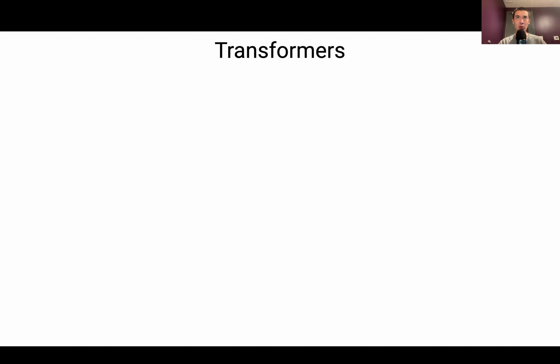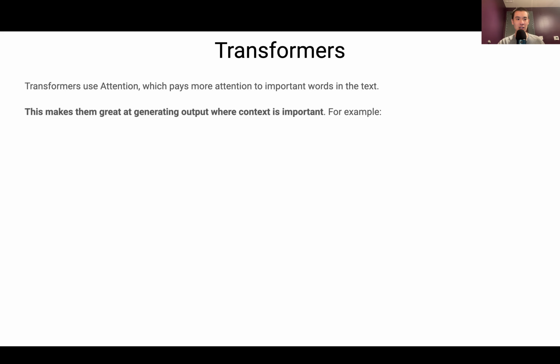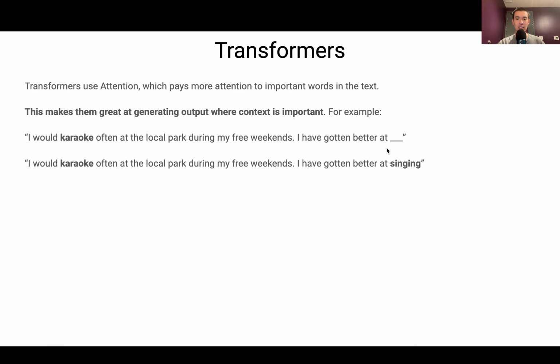A quick review of what we went over in the course. Transformers use attention, which pays more attention to important words in the text, and this makes them great at generating output where context is important. For example: I would karaoke often at the local park during my free weekends. I have gotten better at blank. Focus on the word karaoke, which I put in bold. So, I have gotten better at, hopefully you predicted the word, singing.